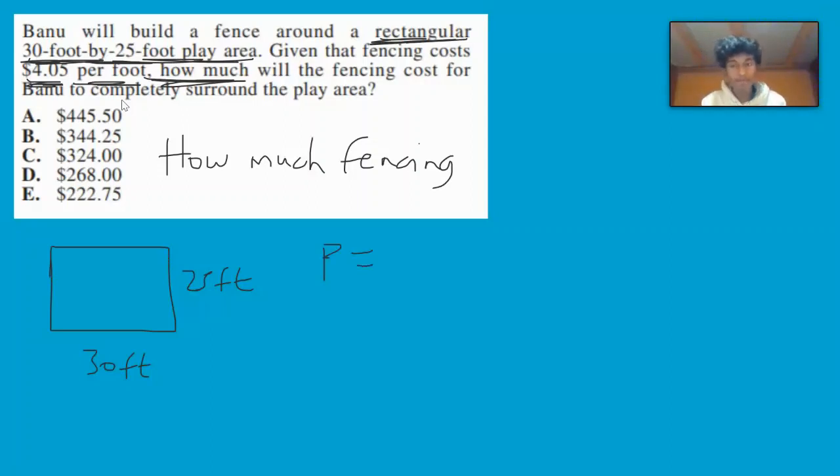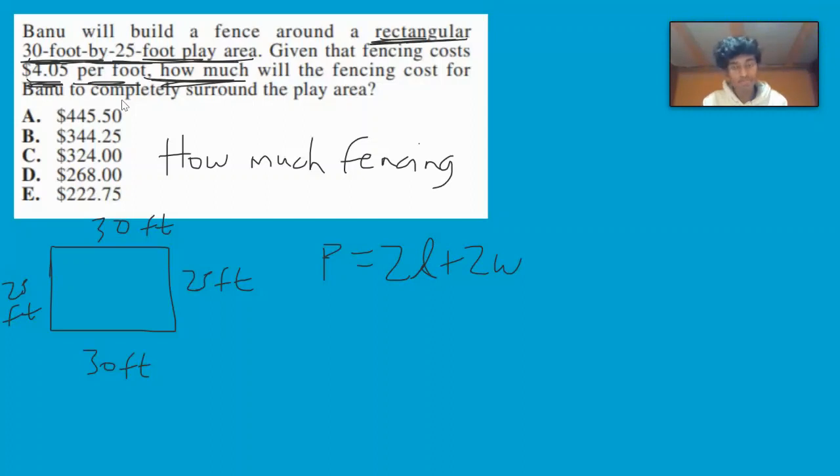Well, we can just add up all these side lengths, because we know that this is 30 and this is 25. We can add up all the side lengths, or we can just use our formula of 2L plus 2W. Perimeter is equal to 2 times length plus 2 times width, and we can use this formula.